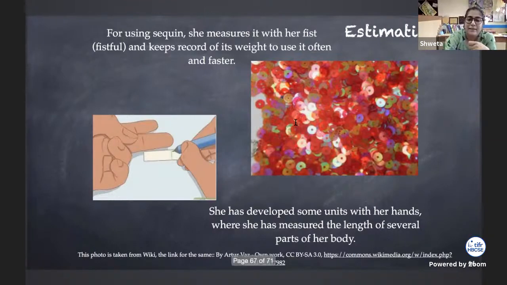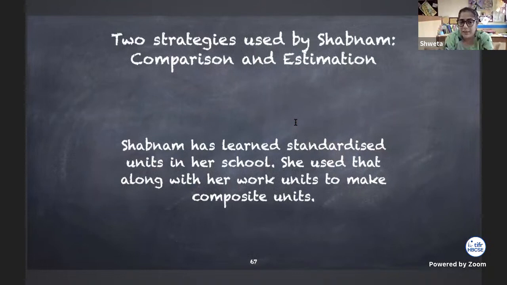Okay. So basically, Shabnam learned some standardized units in her school, and she uses that along with her work units and makes something called a composite unit. And this composite unit is an efficient unit because it maintains accuracy, it saves her time, and it increases the efficacy of material use, like without wastage. Because if you measure multiple times using a balance, it's a longer process. Whereas measuring your fistful, whatever comes in your mutthi, saves a little material.